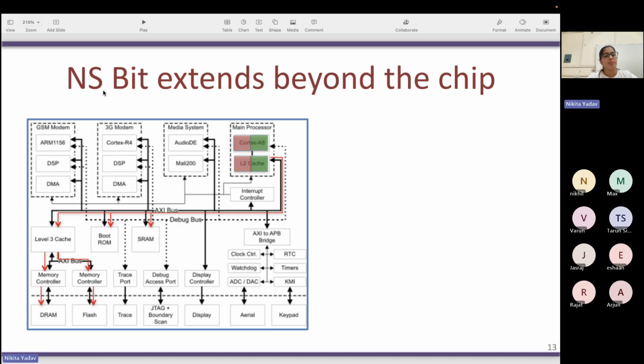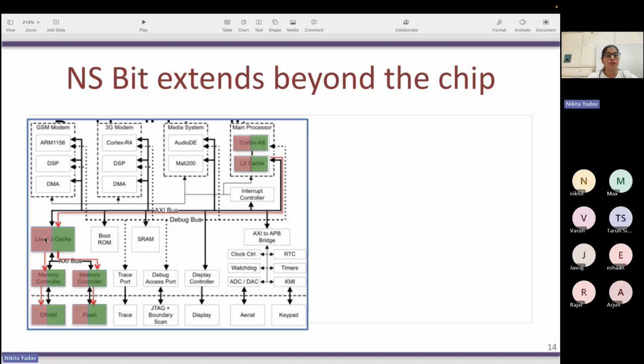So the non-secure bit which we just saw, which indicates the world in which your processor is running, is used not only by your processor to keep track of the world in which it is being run, it is also passed by the processor to the other components in your chip, such as the caches, the RAM, memory controllers, etc. Now, why is it being passed?